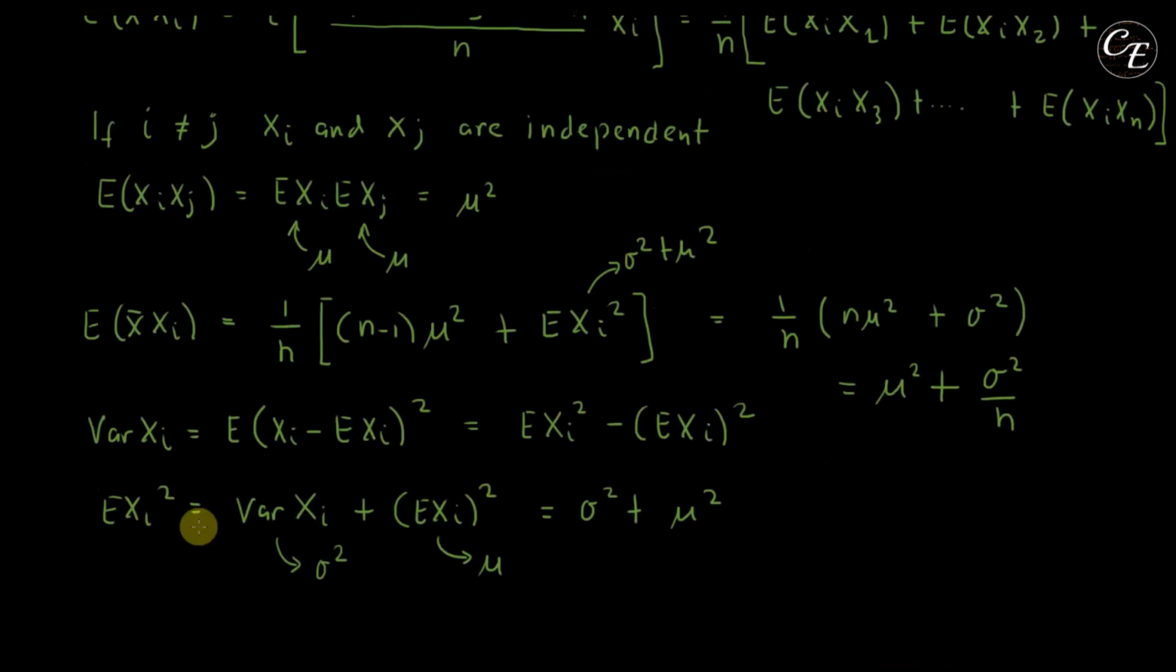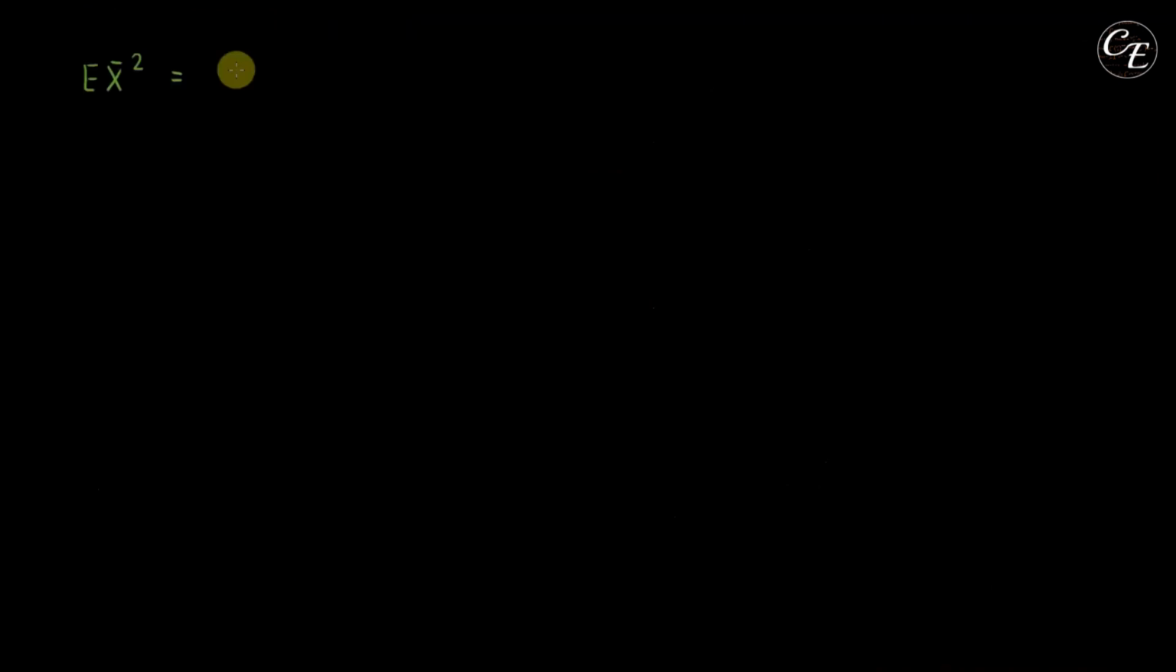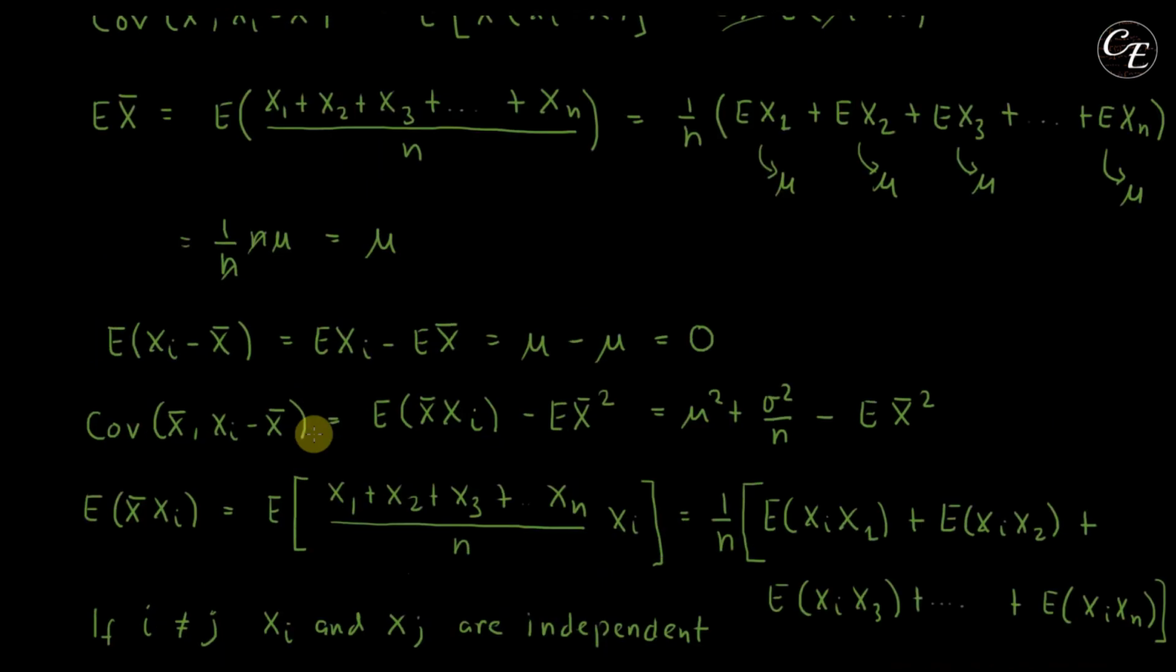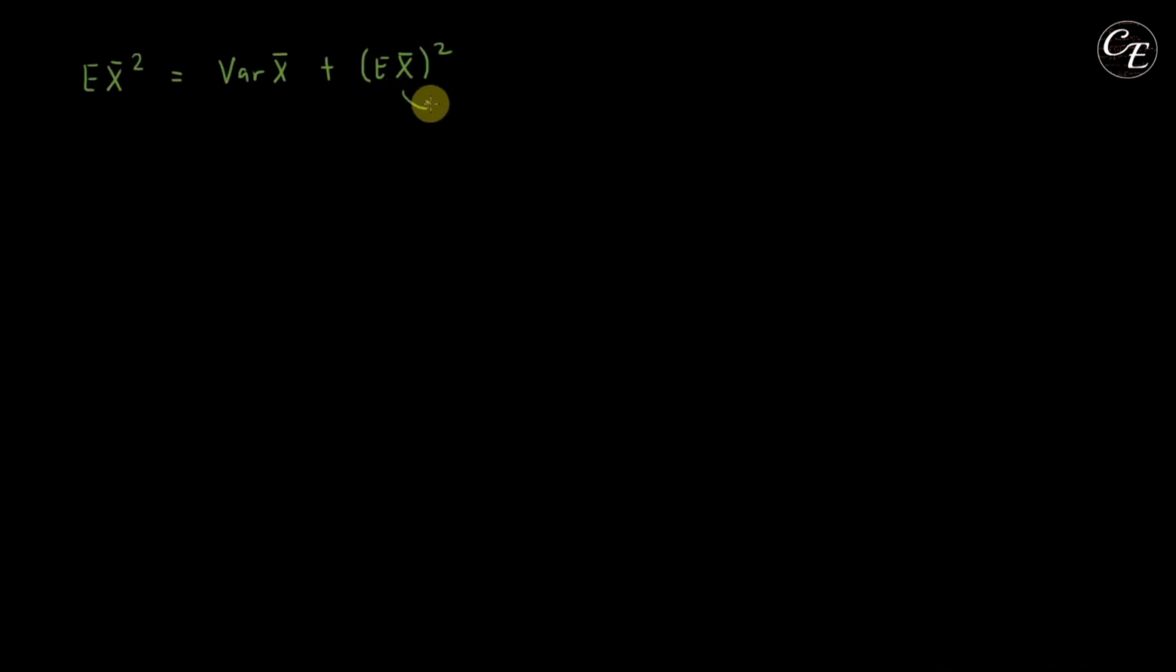Now let us have another sheet. So we have expectation of x bar squared. We're gonna use the same formula as we have done in here. So we have variance of x bar, then plus square of expectation of x bar. For this one, it is equal to this mu. So this one will become variance of x bar plus mu squared.